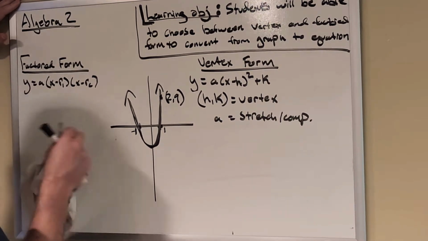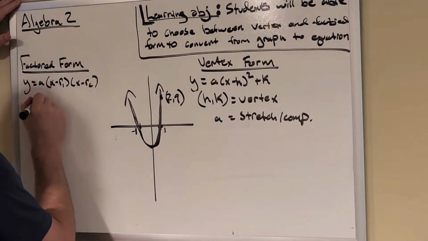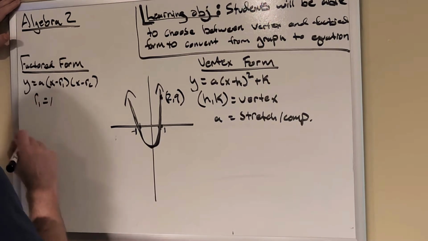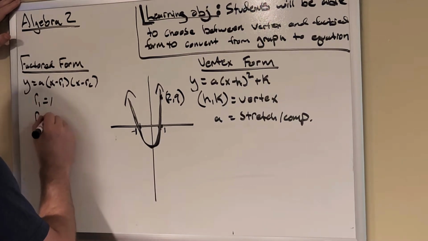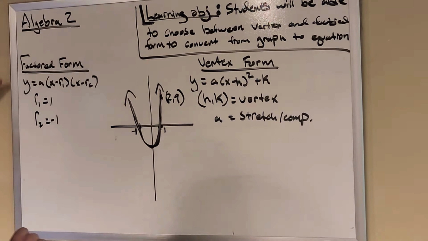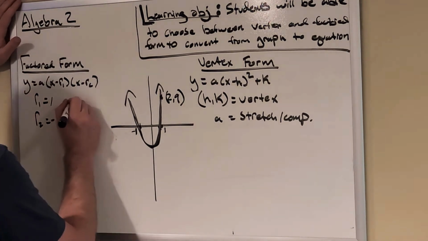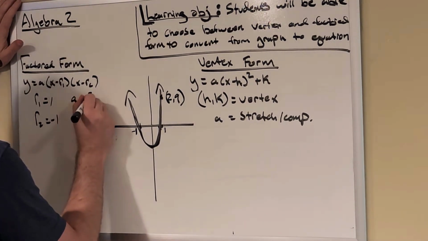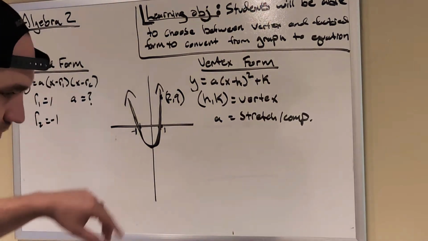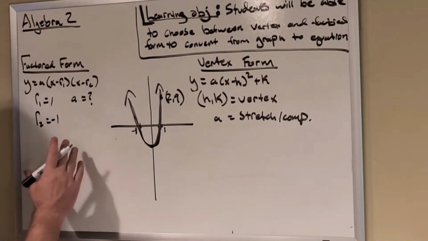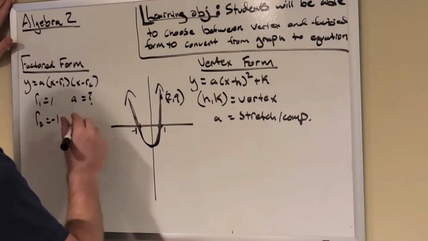So R1 is going to be 1 and R2 is going to be negative 1. I don't know what my a is going to be. That's the one value that I need to find. So I'm going to set up, and then I have one more point, (2, 9).